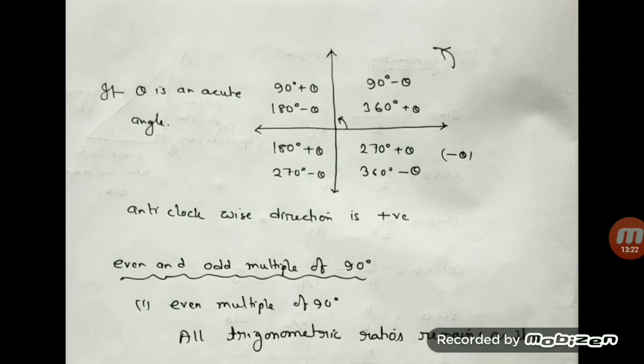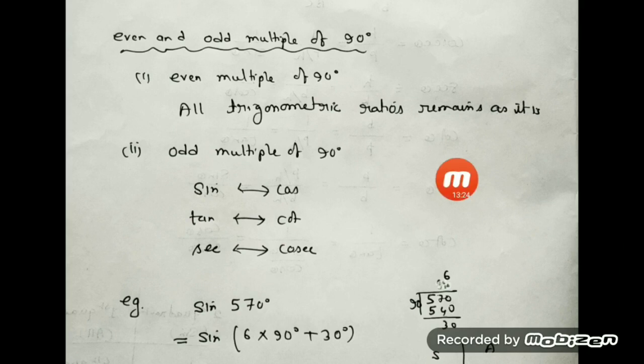So, when an angle is an even multiple of 90 degree, suppose 360 degree, that is 4 into 90 degree. So, 4 is an even number, so that is an even multiple of 90 degree. In that case, actually these things are used when you want to find out the values of different trigonometric angles. So, in that case, all trigonometric ratios remain as they are. That means sine remains as sine, cos as cos, tan as tan. Same is true for others.